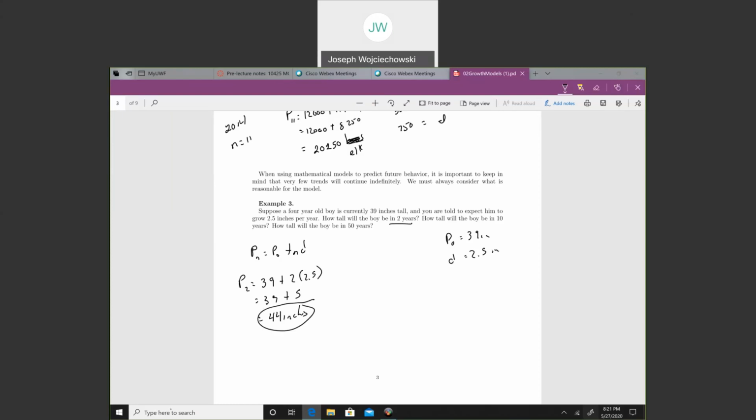How tall will he be in 10 years? Now let's use p sub 10 equal to 39 plus 10 times 2.5. We go to 39 plus 25, which is 64 inches. Again, that's feasible for a 14-year-old, 5'4". But how about at 50?